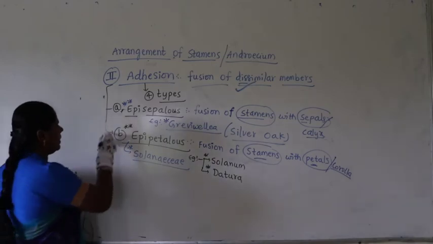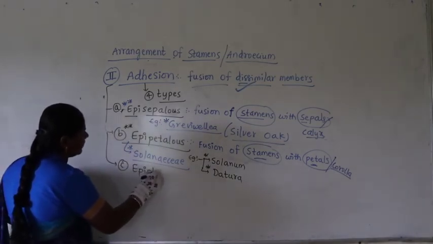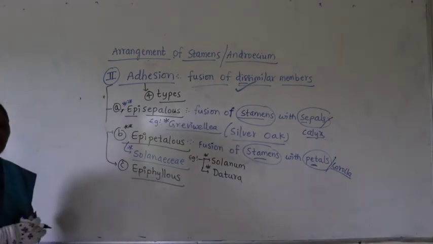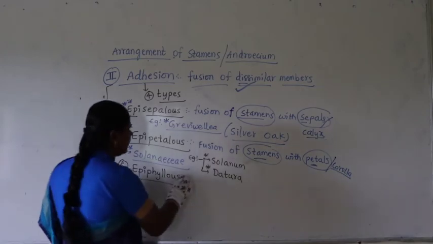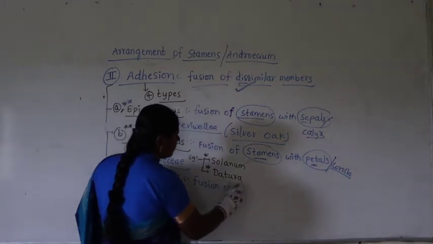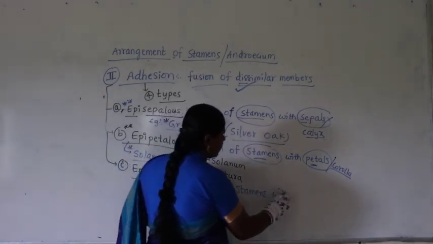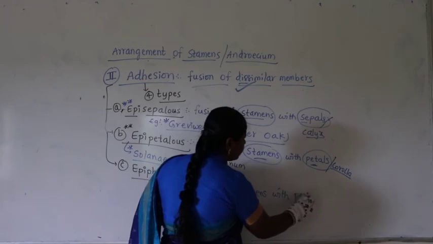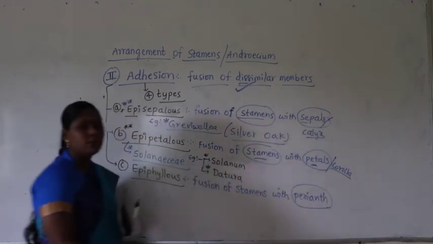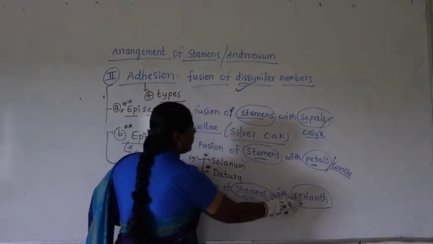Then the next category, Epiphyllous. What is the next category we have? Epiphyllous. Now in case of epiphyllous, we just generally take fusion of stamens with perianth. What are the two things getting fused here? Stamens are fused with perianth.